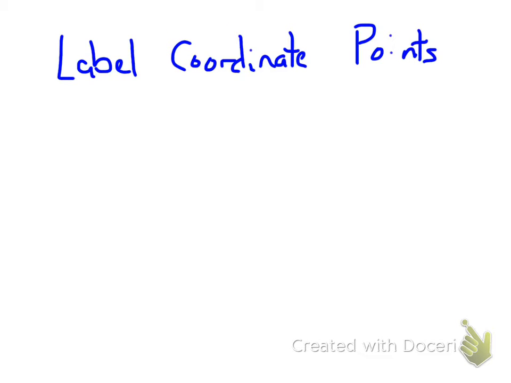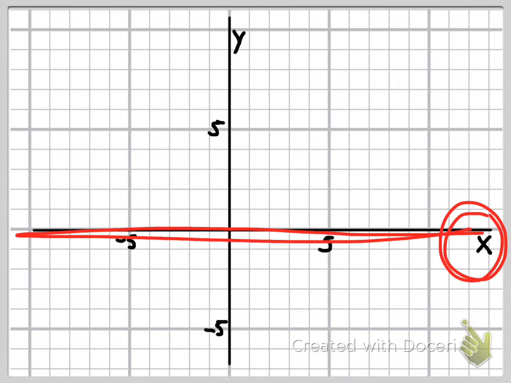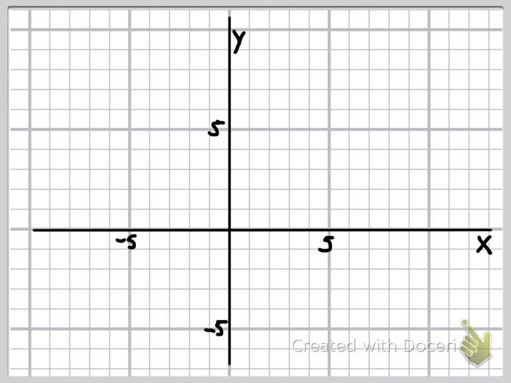In this short video, we're going to take a look at how to label coordinate points. So first of all, let's take a look at a coordinate axis. A few things to note on the coordinate axis is that the horizontal axis here is always your x-axis. That's representing your x value. And the vertical is always representing your y-axis.